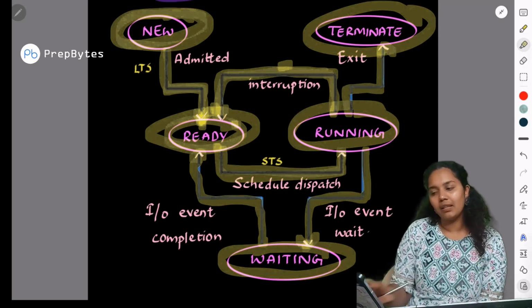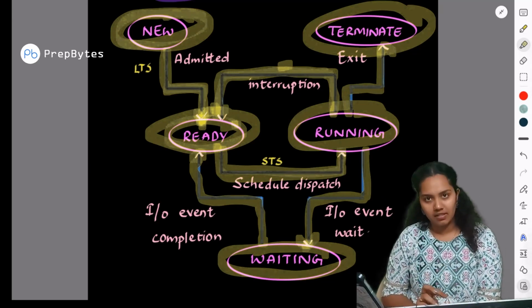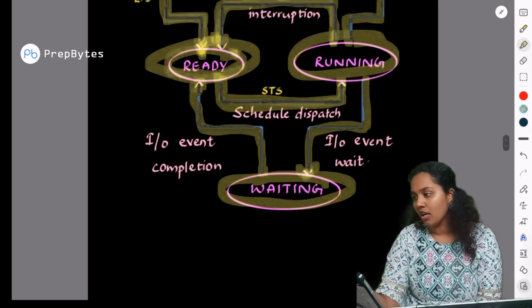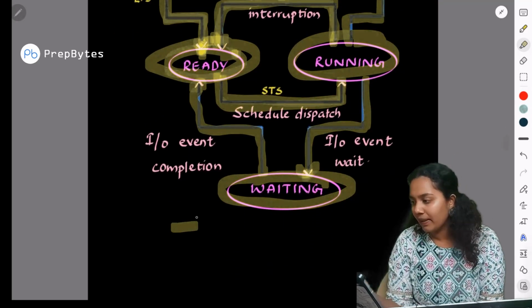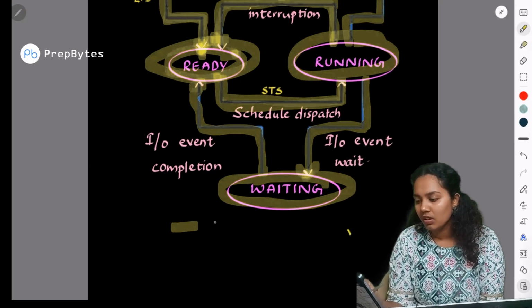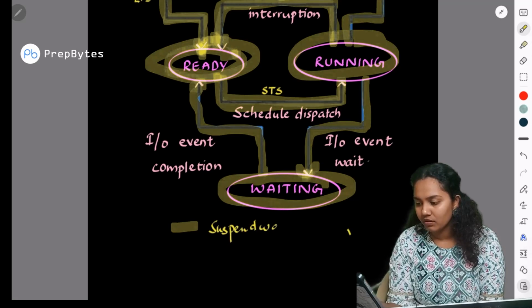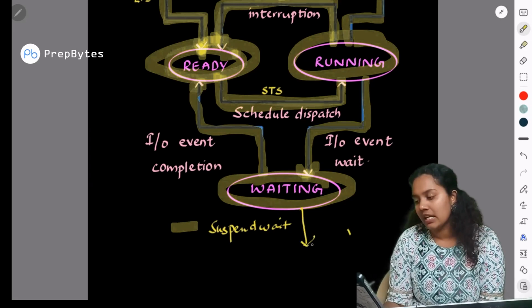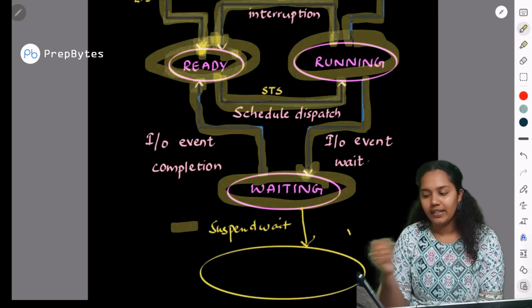Now, these are the main states. There are 2 other states. There is one other important state, which is known as suspend wait. Now, this suspend wait is actually present under the waiting state.